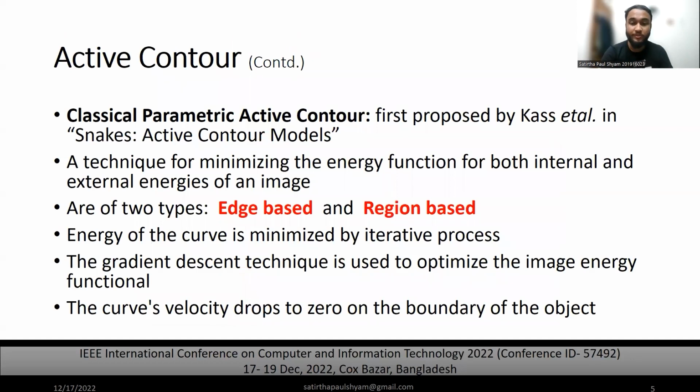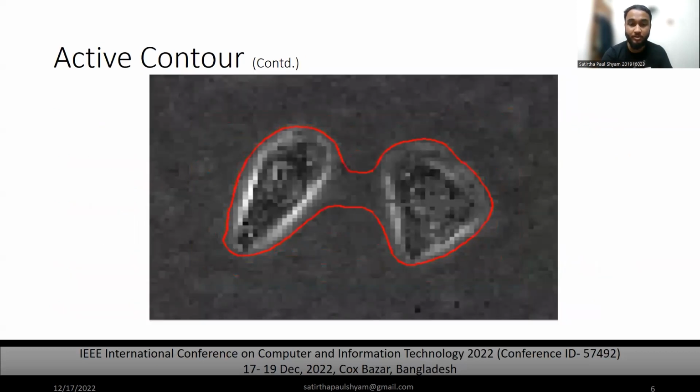Active contour-based model was first proposed by Kass et al., also known as the snake model, because when the curve is evolving during the process, it looks like a snake. Here the curve, which is initialized, evolves in order to minimize the energy function by gradient descent method. They are of two types: edge-based and region-based. Energy of the curve is measured by an iterative process. The curve solution drops to zero on the boundary of the object. As a small animation, that's how the curve is evolving around the object.